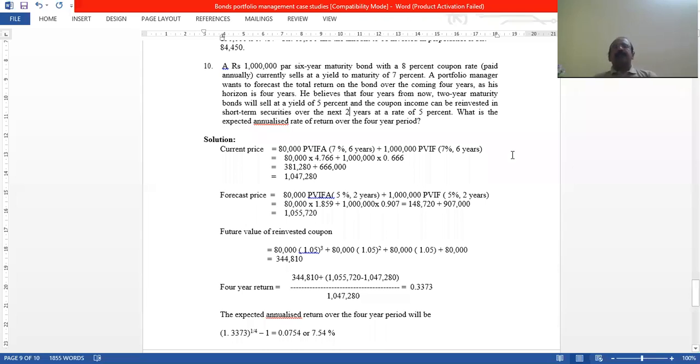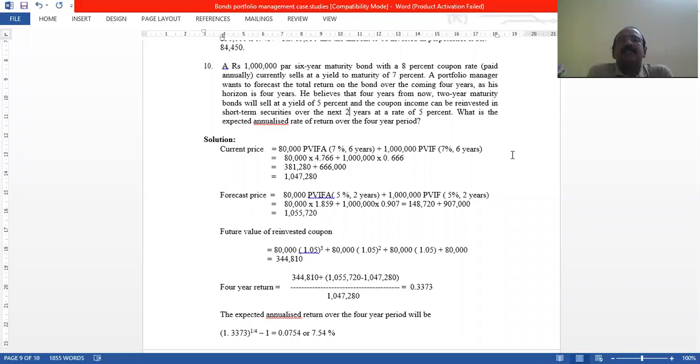Now, first we need to calculate, the first step, we need to calculate the current price of the bond. By looking at the first sentence of the case, 10 lakhs 6-year maturity bond, 8% coupon rate. So 8% coupon rate means we will get 80,000. 8% of 10 lakhs is 80,000.